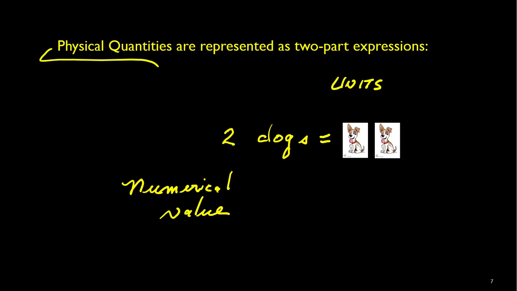In juxtaposition to that are physical quantities, and they're represented as two-part expressions. A physical quantity will have a numerical value. That's the number right there, and it'll also have units like this. That's 2 dogs. Typically, we don't see it, but there's a multiplication sign between the numerical value and the units.